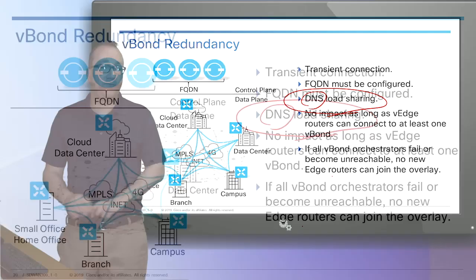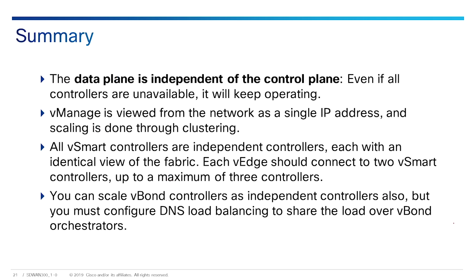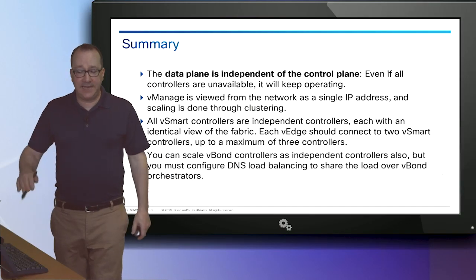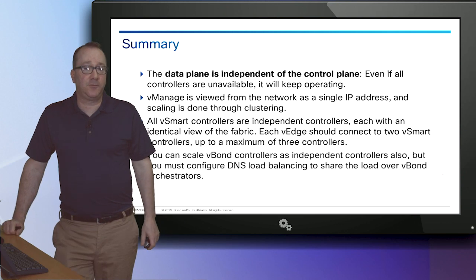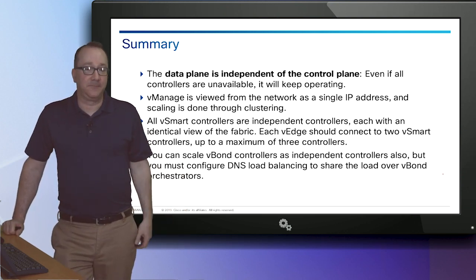So just so you're aware, if all the vBonds are down, no new vEdges can join the overlay. Okay? And if you reboot a vEdge, it's probably not coming back. So vBond is just as important for redundancy as the other devices. Okay? Just remember, I want to keep hammering this in. The data plane is going to be completely independent of the control plane. Even if all the controllers are unavailable, it's going to keep operating.